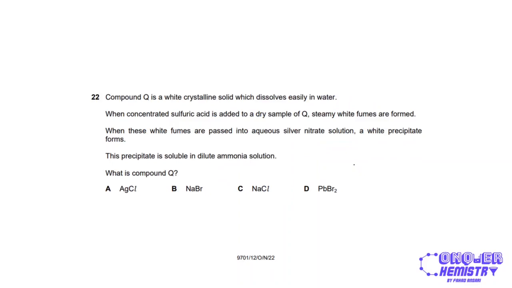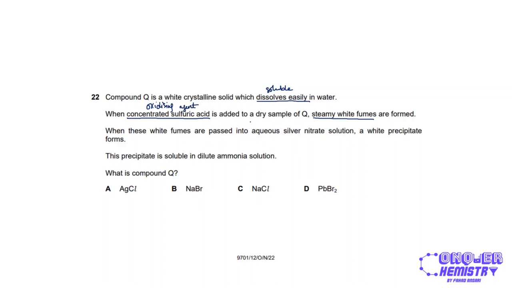Now over here we have a long story, so let's read through this carefully. So it says the compound Q is a white crystalline solid which dissolves easily in water. Okay, so it's soluble in water. All right. So when concentrated sulfuric acid is added to a dry sample of Q, steamy white fumes are produced. All right. Okay. So over here, whenever we see the words concentrated sulfuric acid, we can think of it behaving as an oxidizing agent.